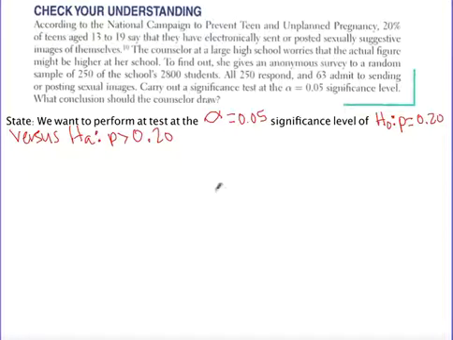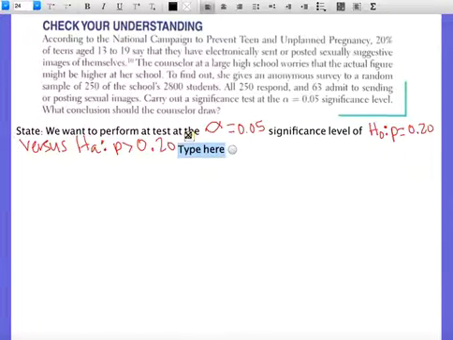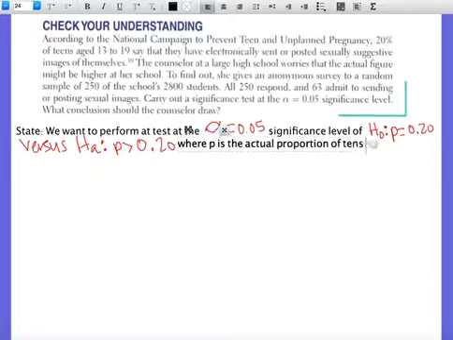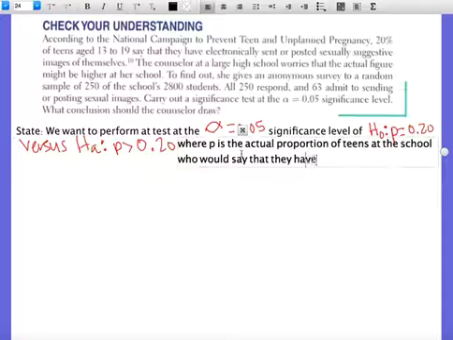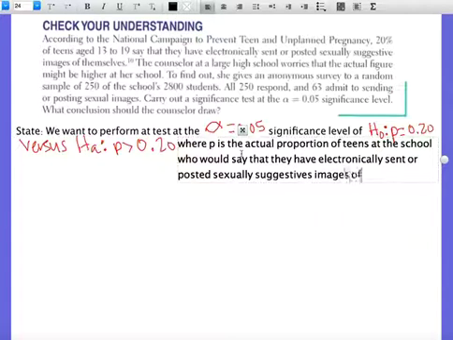So now you need to tell what p is. So this is where p is the actual proportion of teens at the school who would say that they have electronically sent or posted sexually suggestive images of themselves.